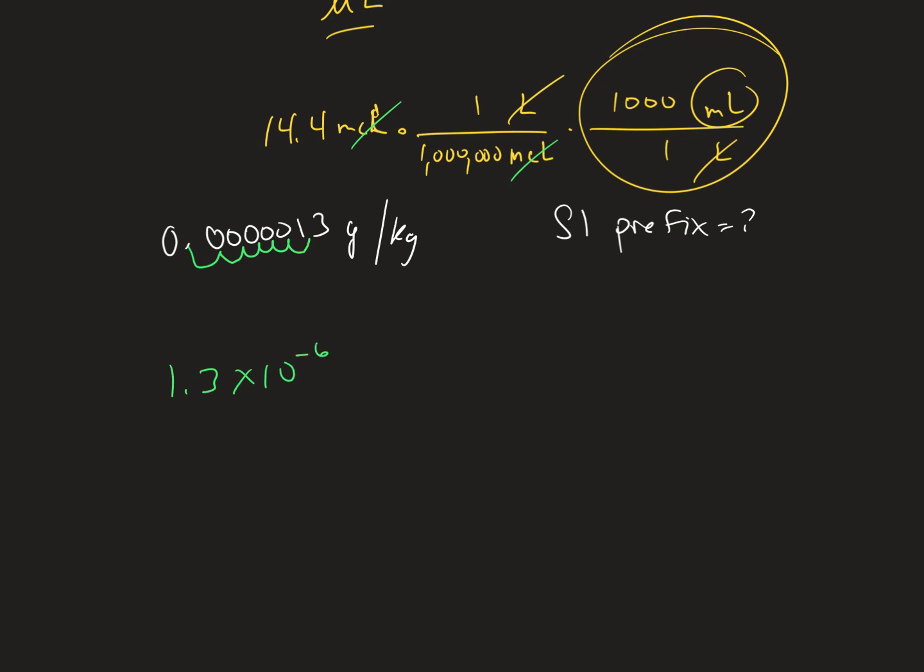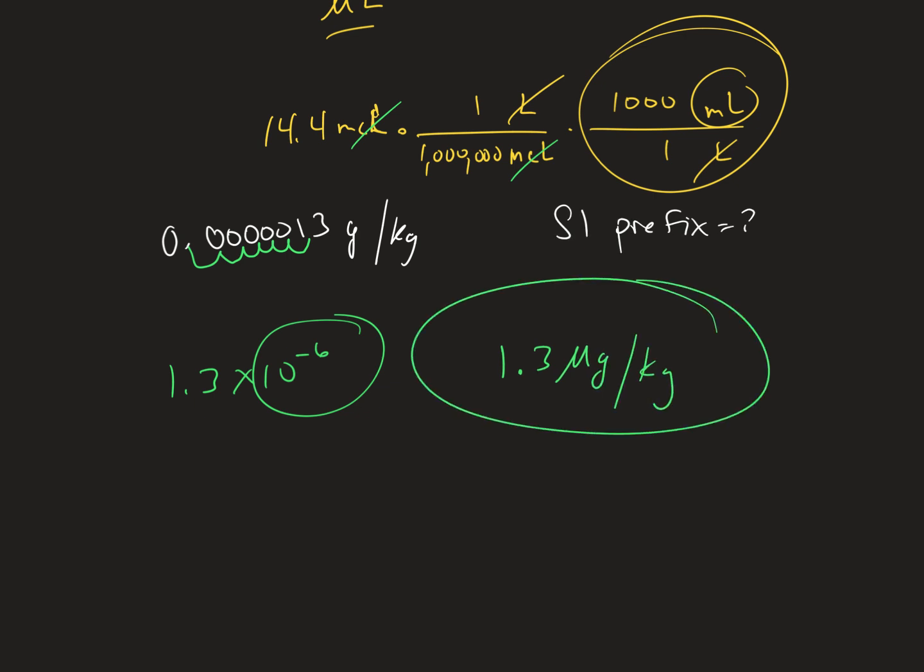Okay. Now, what prefixes use 10 to the negative 6? Micro. So we should just say this is 1.3 micrograms per kilogram. That would be a much nicer way to write it. That's all it's asking. Does that make sense? Yes? Okay. Use the prefixes to help us make our numbers better.